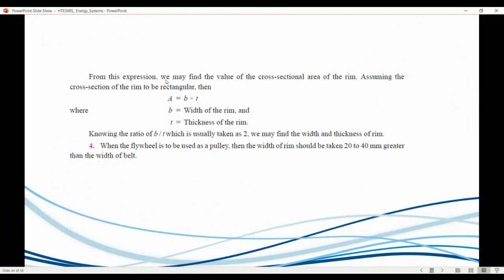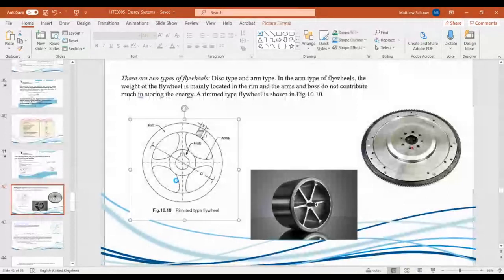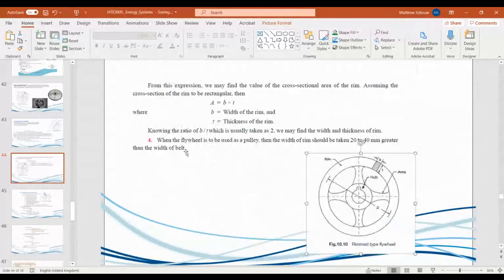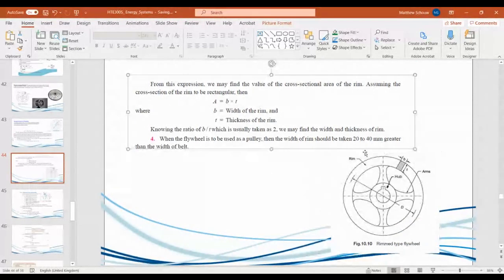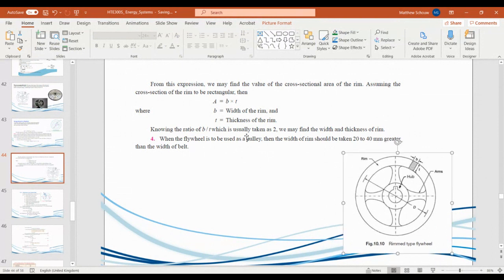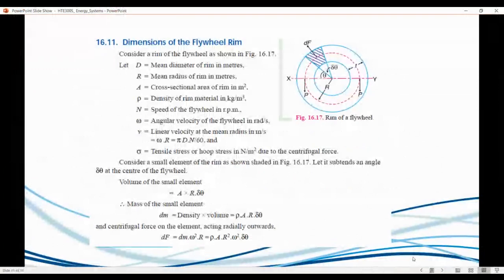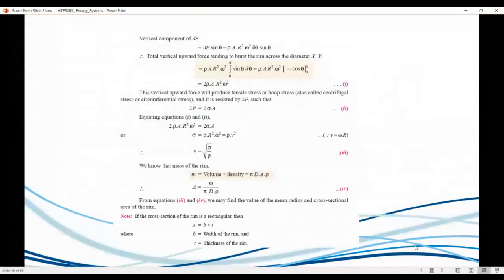The area, like I said, is the breadth times the thickness of the rim, as in this image. They normally take B over T as 2. When the flywheel is used as a pulley, the width of the rim should be taken 20 to 40 millimeters greater than the width of the belt. That's the B and T they're talking about. The reason this is here is that you're going to have to get these dimensions, from a first principles analysis of the dimensions of the flywheel.